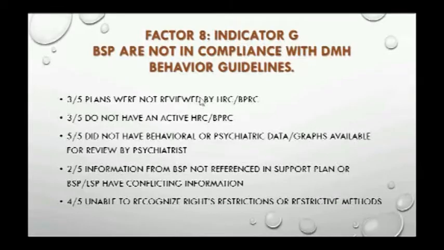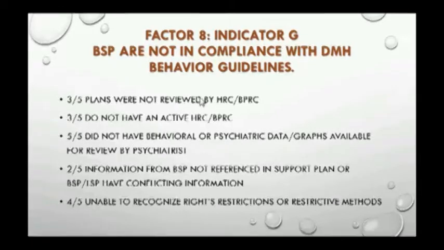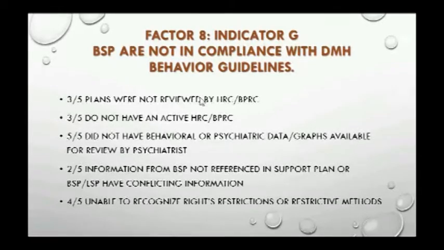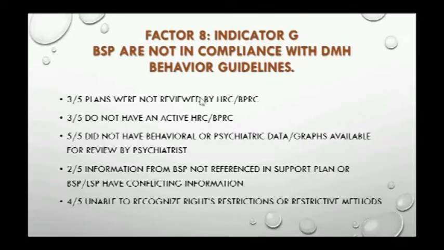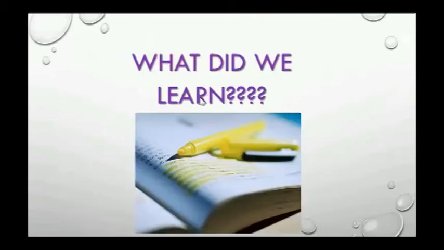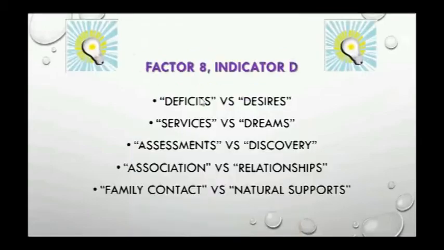Also, being unable to recognize rights restrictions or restrictive methods. Agencies have to know what rights restrictions or what practices they have in place that could be a potential rights restriction for a person. So after we reviewed the data and looked at it in more detail, seeing the trends amongst the agencies, we discovered several things that had an effect on the overall scores in this area. So now we're going to talk about what we learned.